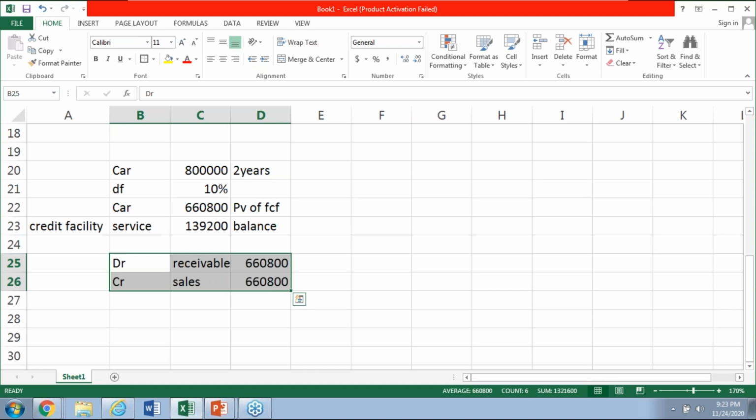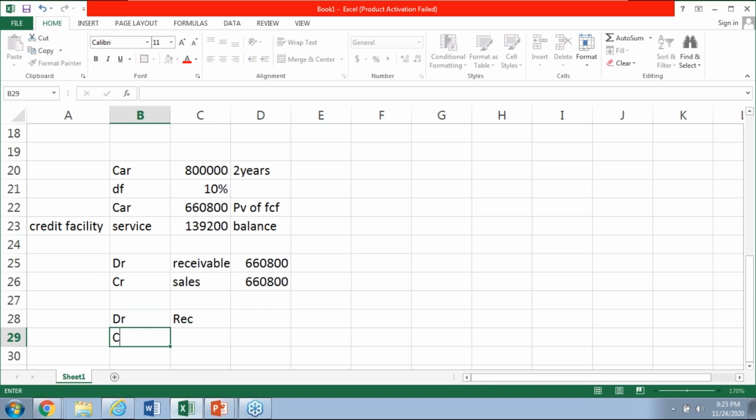So by the end of year one, we have to recognize the finance income. Receivables debit and credit will be the finance income. So we have to credit the value of the finance income, which will be a portion of this amount. Now, how can we calculate the portion of this amount? It will be the percentage of the present value.